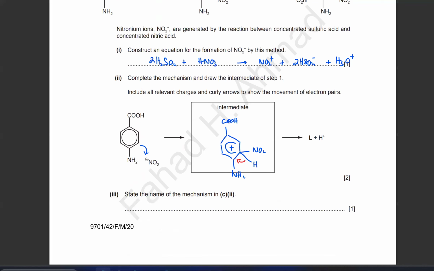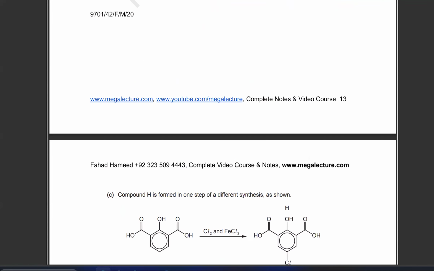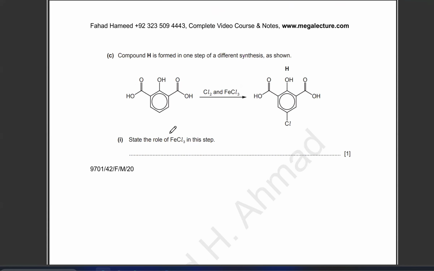But the H would eventually, as I state the name of the mechanism, that's obviously electrophilic substitution. Where does this H+ go? It eventually goes and bonds with the HSO4-. That's the next one. State the role of FeCl3 in this. It's a catalyst. This is chlorination happening. It's a benzene, and the chlorine is getting attached to it. FeCl3 is your catalyst.